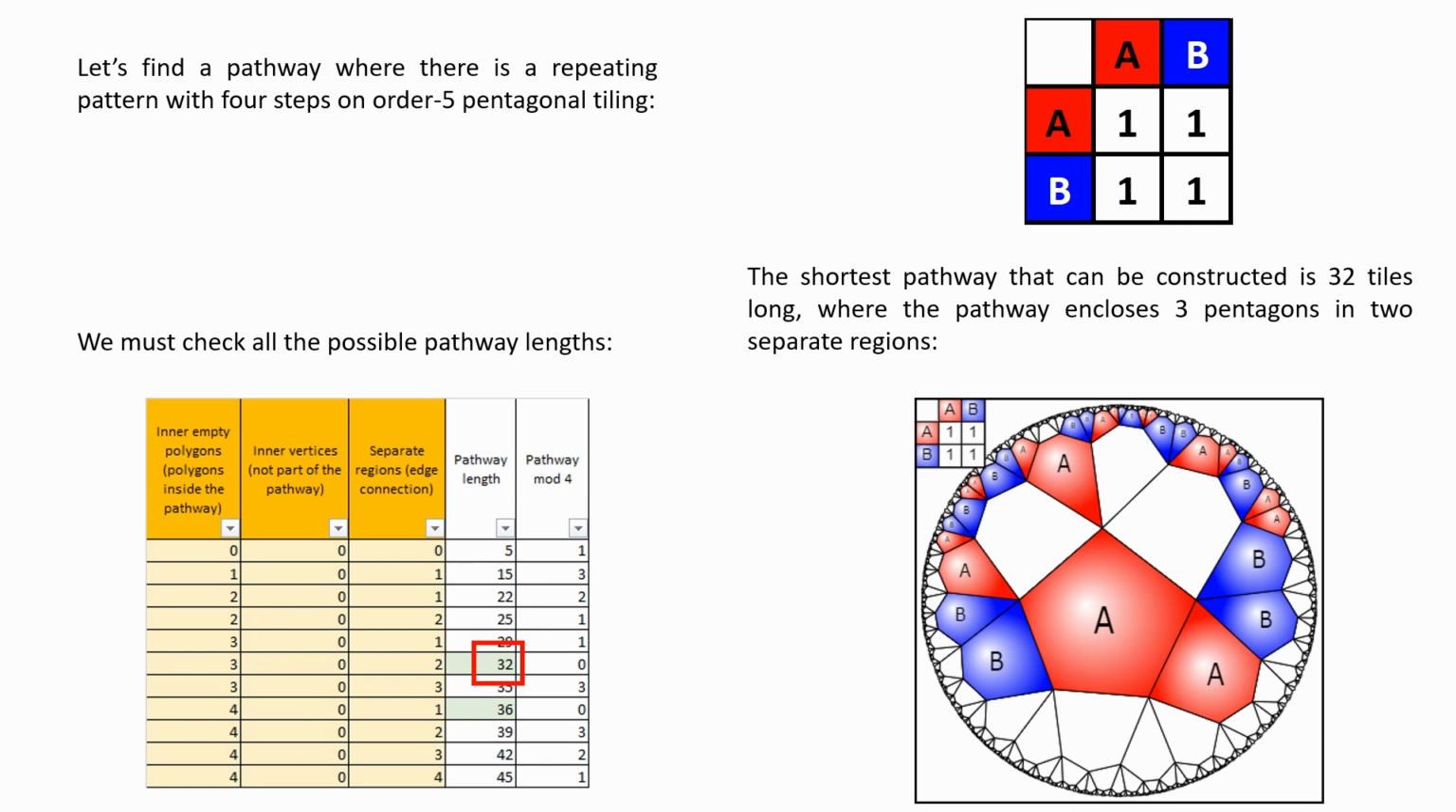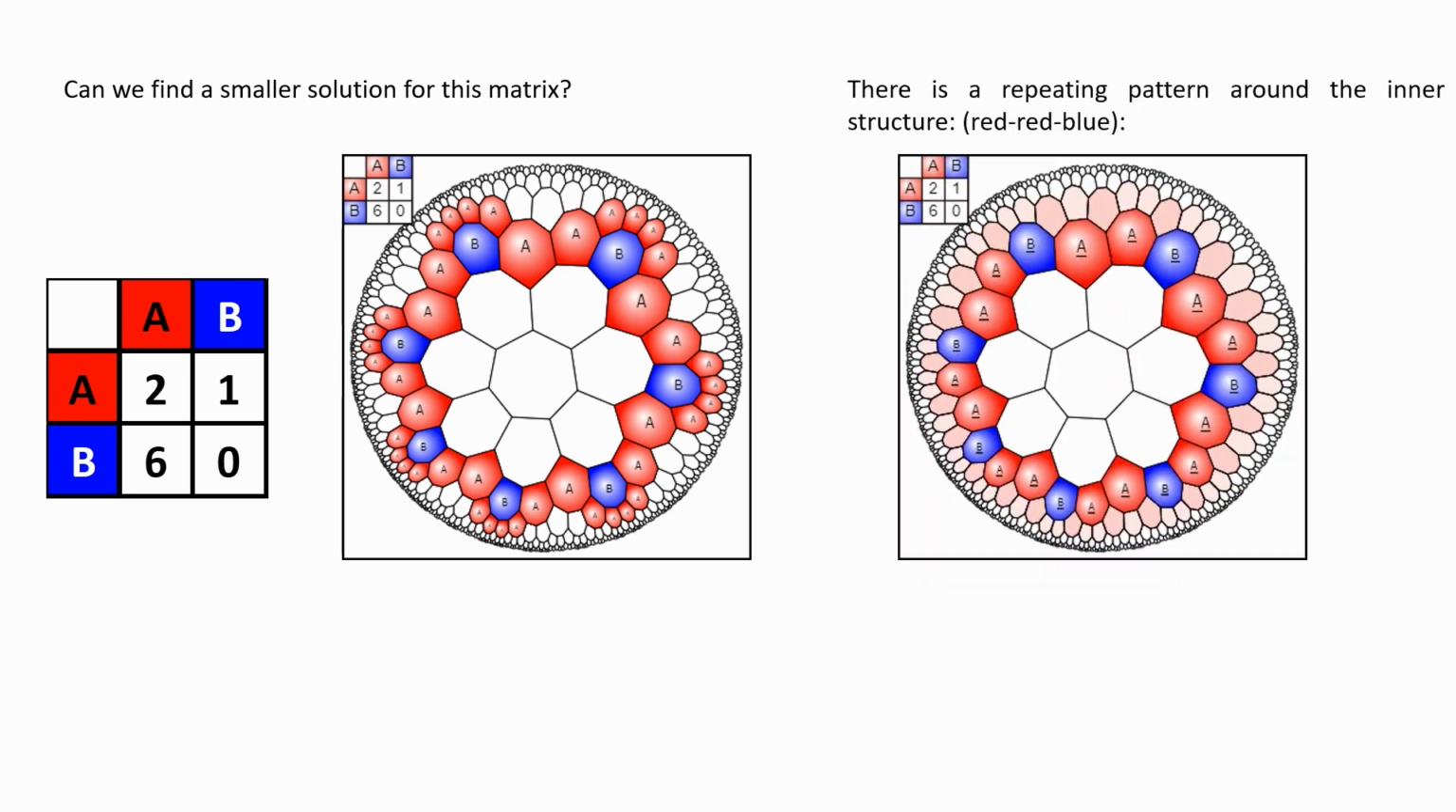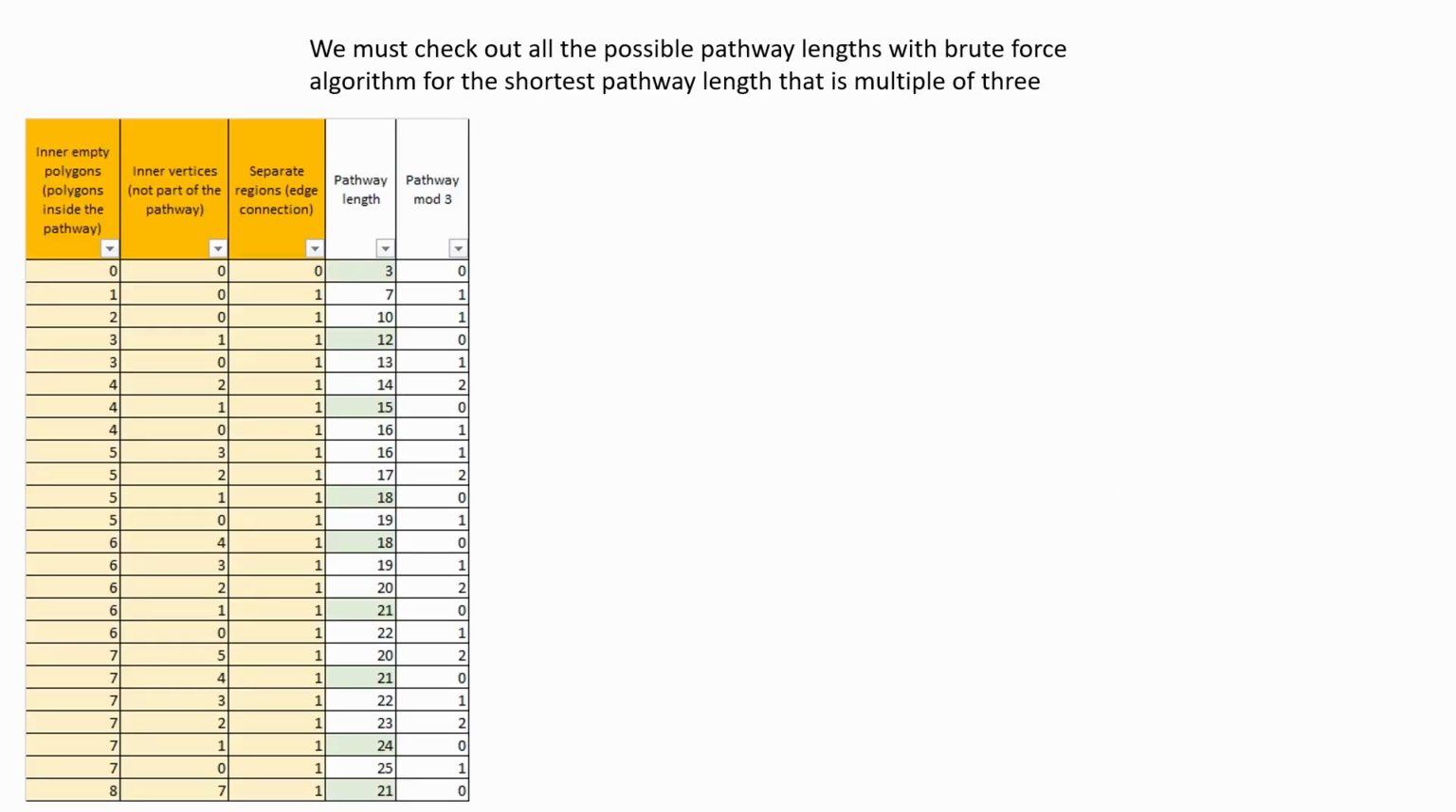In the next example, let's look for a structure smaller than this one. Notice that a pathway appears around the clover shape, following a red-red-blue pattern. We must check all the possible pathway lengths with the brute force algorithm for the shortest pathway length that is a multiple of 3. The shortest pathway which is a multiple of 3 has 12 tiles.